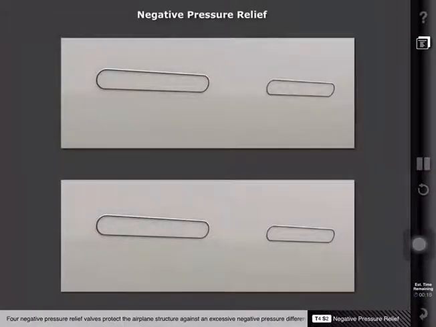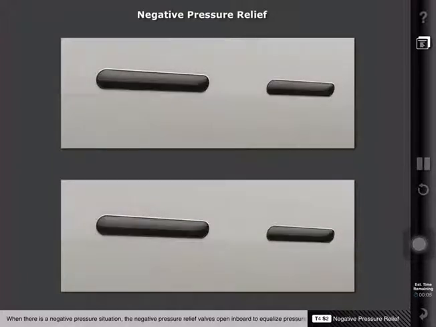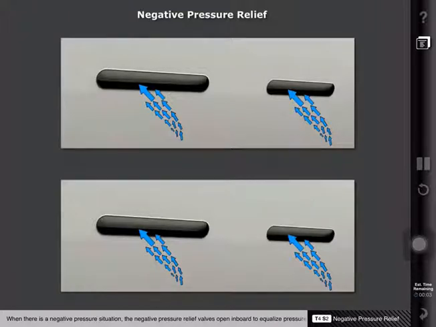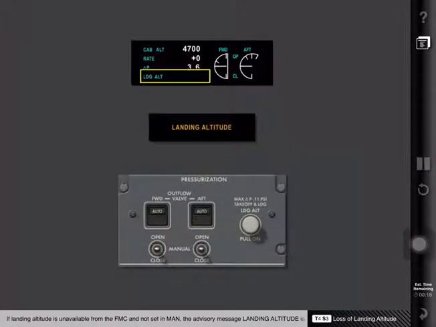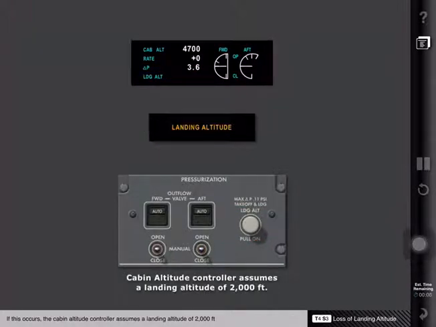Four negative pressure relief valves protect the airplane structure against an excessive negative pressure differential. When there is a negative pressure situation, the negative pressure relief valves open inboard to equalize pressure. If landing altitude is unavailable from the FMC and not set in manual, the advisory message "Landing altitude" is displayed on ICAS. If this occurs, the cabin altitude controller assumes a landing altitude of 2,000 feet.